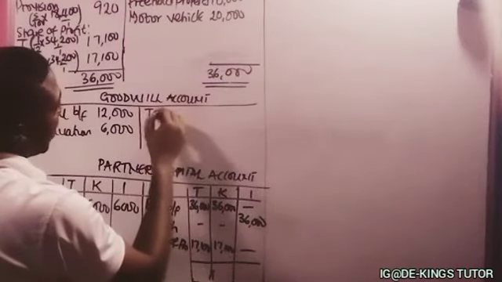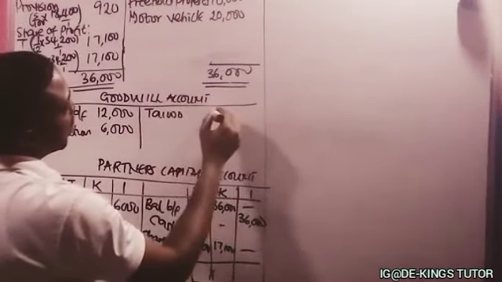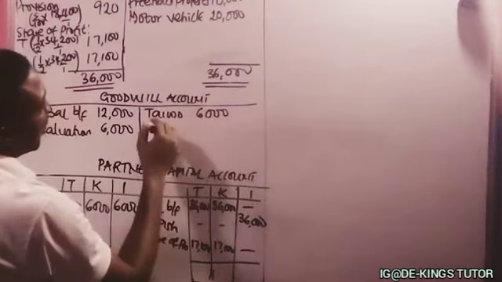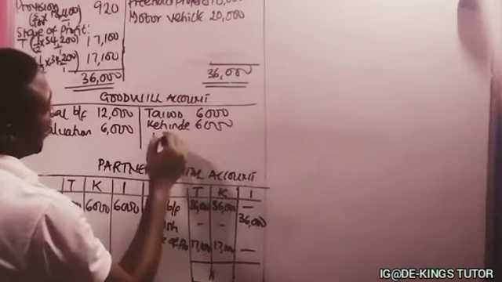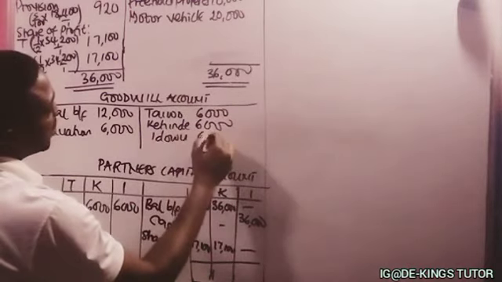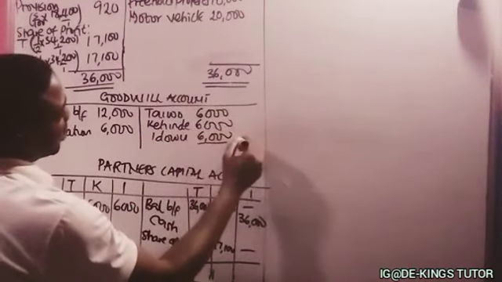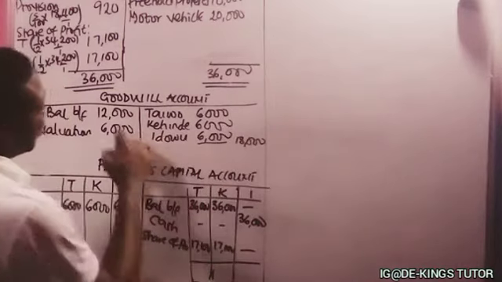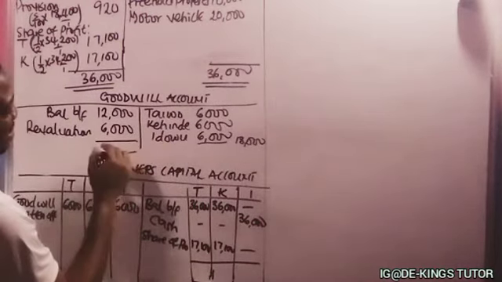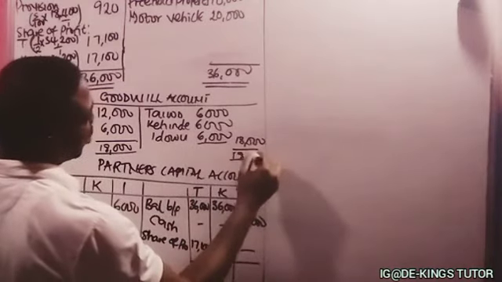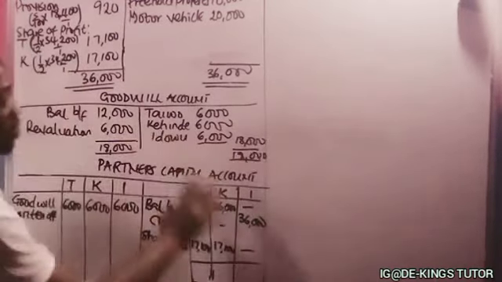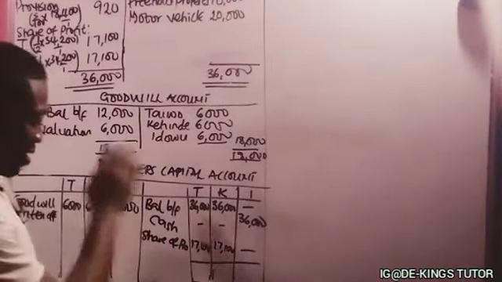We'll come here for Taiwo, 6,000. For Kehinde, 6,000. For Idowu, 6,000. So if you add everything together, it gives us 18,000. So if you add here too, it is 18,000, and this is 18,000. So it has closed and it is written off. Okay, it is written off.